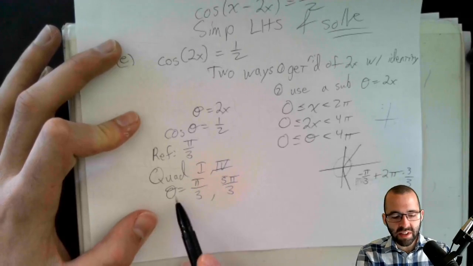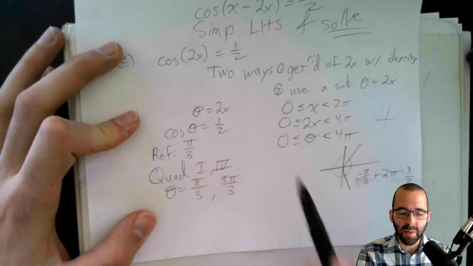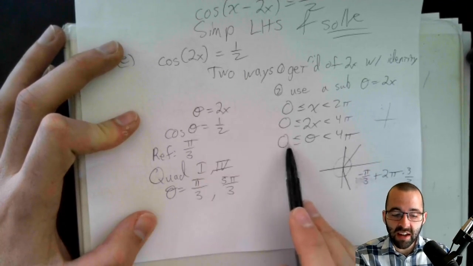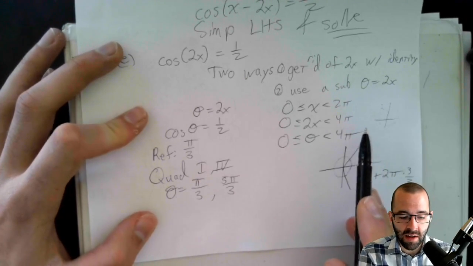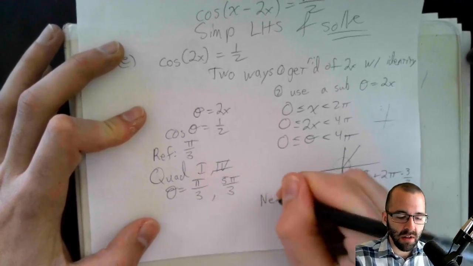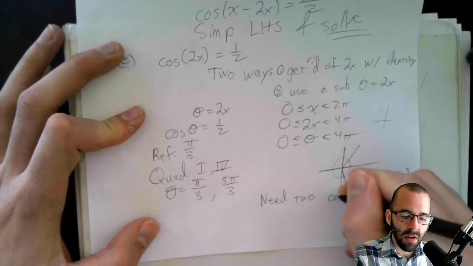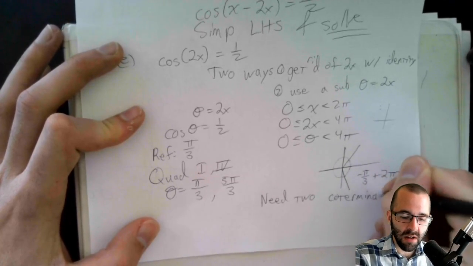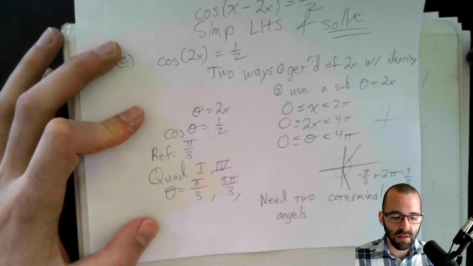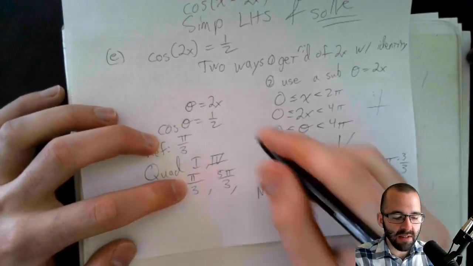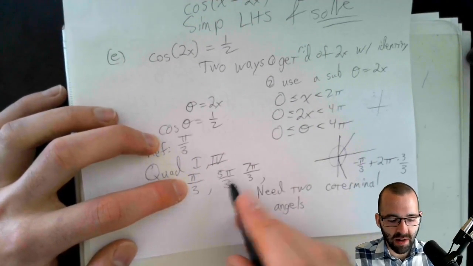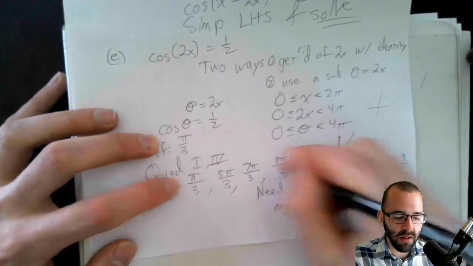And these are the only solutions for theta in the interval 0 to 2 pi. But remember, x is between 0 and 2 pi, but theta is between 0 and 4 pi. So we actually need the two coterminal angles for each of these, because there's going to be two more solutions. So if we add 2 pi to this, we're going to get 7 pi over 3. If we add 2 pi to this, that's 6 pi over 3. We're going to get 11 pi over 3.